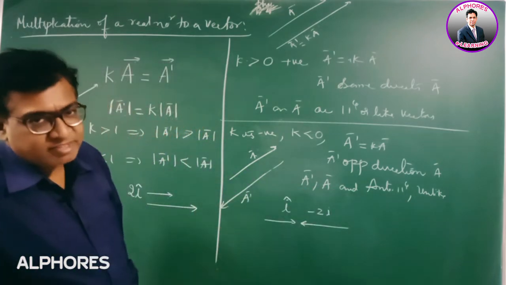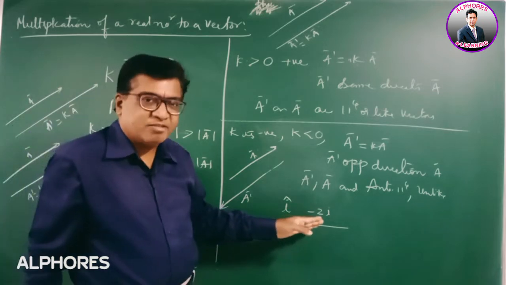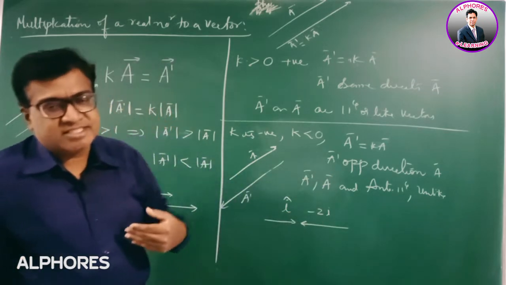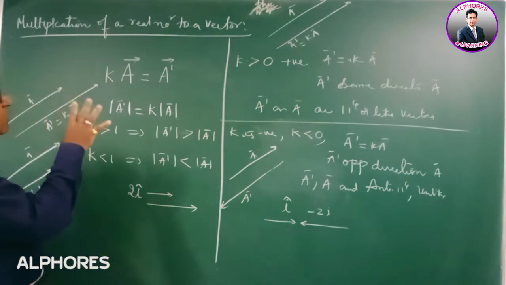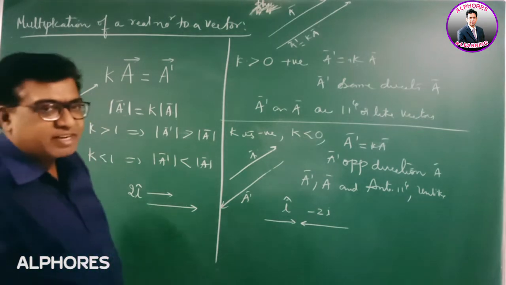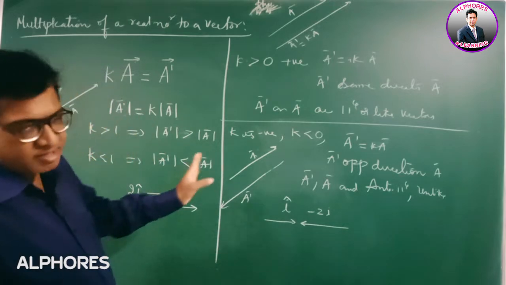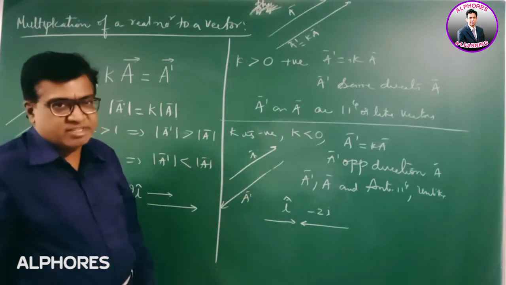For example, when I multiply by minus 2, the direction is reversed and the magnitude changes k times. So that way, whenever a real number is multiplied to a vector, the changes are of this type. This way the changes take place, right?